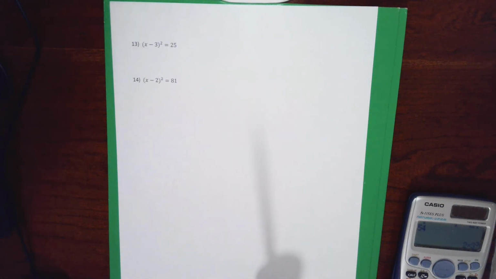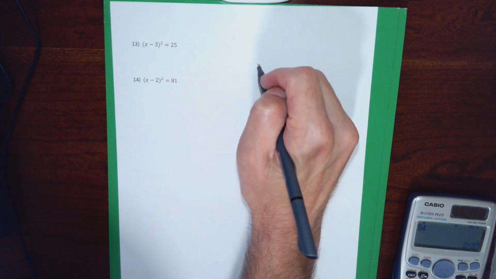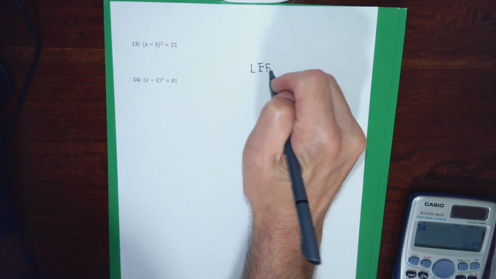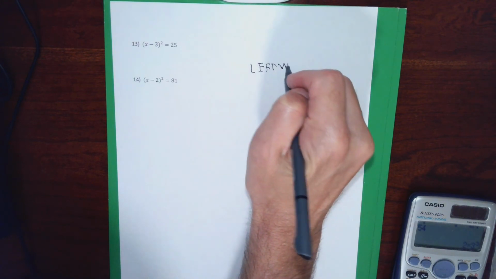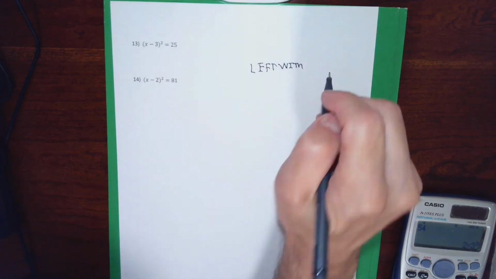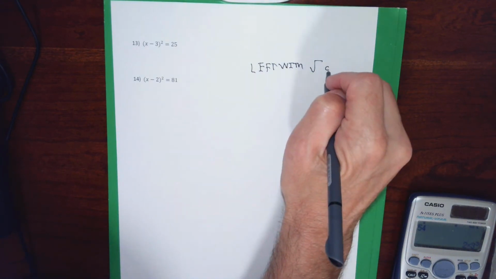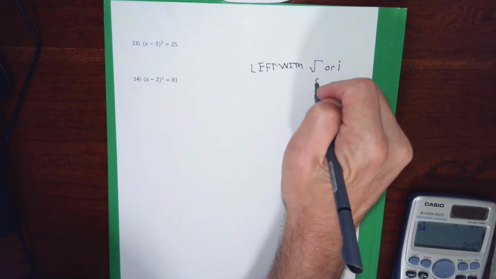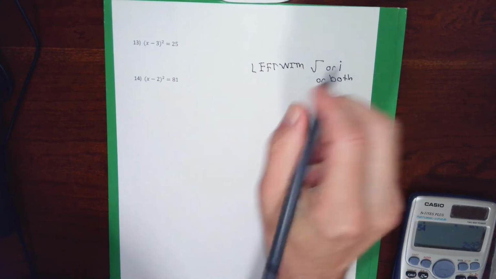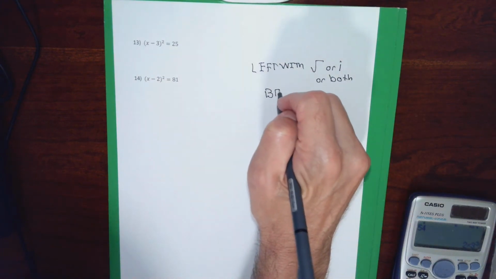So in the parentheses problems, that's going to finish up this second. If you're left with a square root or an I, or both of those, the best answer has a plus or minus.